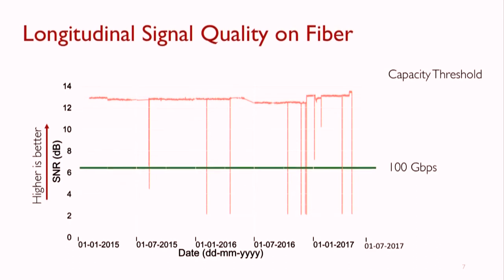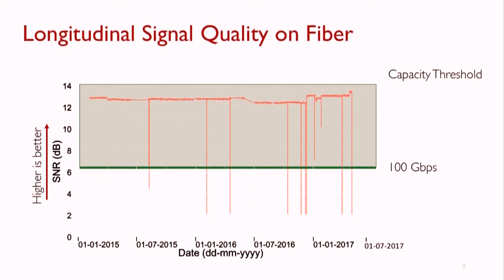The most important thing that I want you to look at, though, is this green region. This green region shows a large difference between the minimum SNR I require to push 100 gigs of traffic on this link versus the actual SNR that the fiber has. So this is the difference between 6.5 and roughly 13 units of SNR. This region represents massive untapped opportunity in terms of capacity from this particular link.